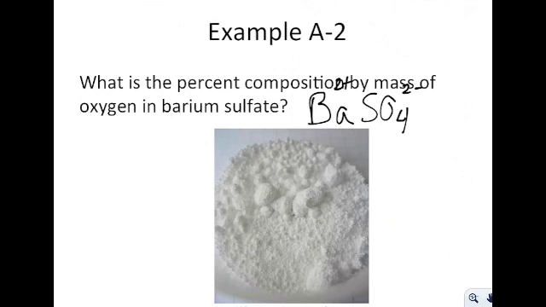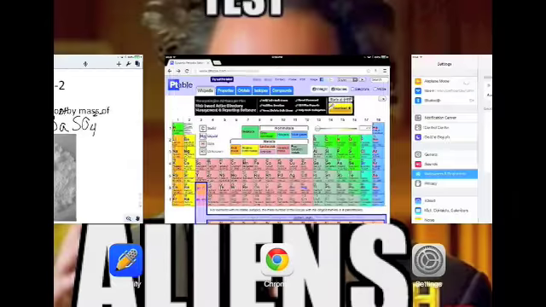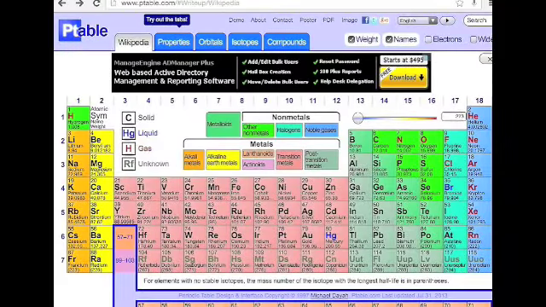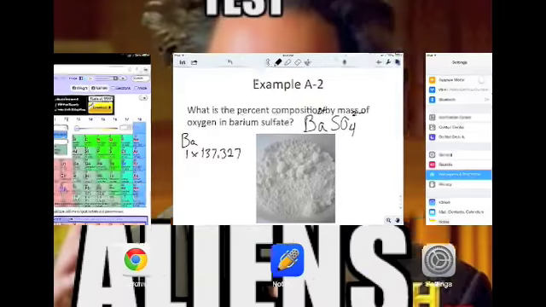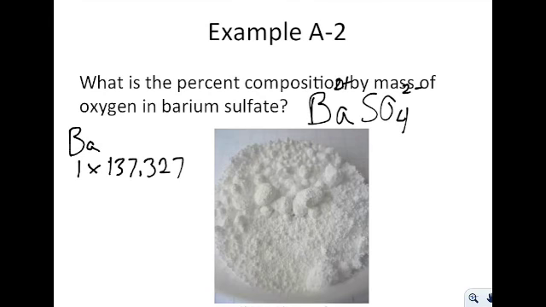So now, what is the percent composition by mass of oxygen? And so you have to figure out what the total mass is. So you start off with the idea of barium. You have one barium, and barium has an atomic mass of 137.327. And once again, the reason why I got that number is I came here to the periodic table and I looked at barium, and barium is down here, it's element 56, and it is 137.327. So we come back here, we have one barium at 1 times 137.327.